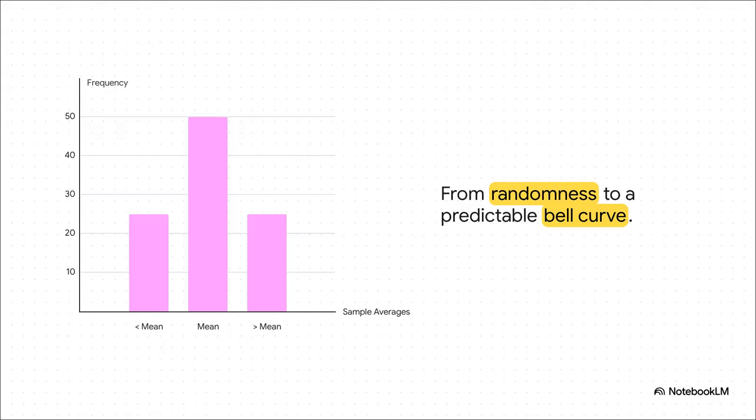And here it is. This is the magic. Look at how most of those sample averages are clustered right there in the middle, around the true average, and they get rarer and rarer the further out you go. Even if the original data was a total mess, the averages create this gorgeous, orderly shape. This turns randomness into something predictable. It's what made the theorem so powerful for so long.